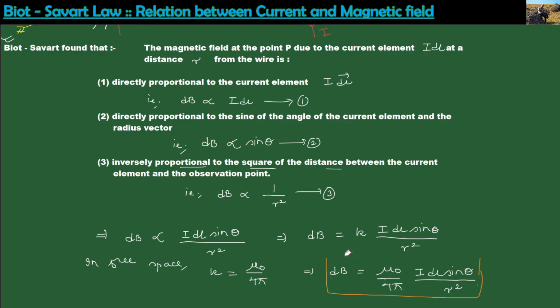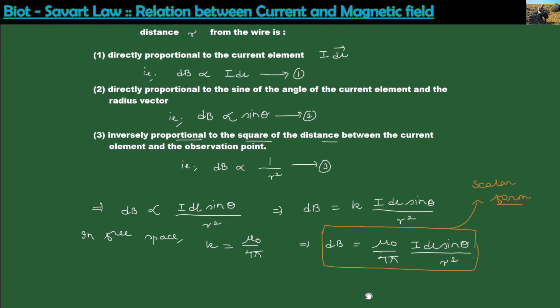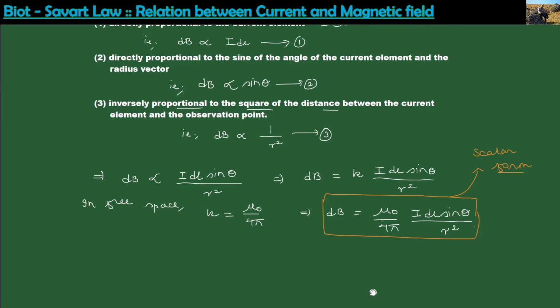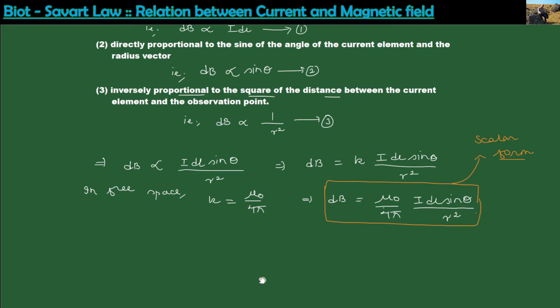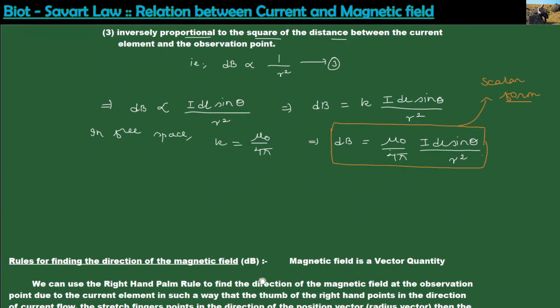This formula is what is known as Biot Savart Law. But keep in mind that this relation which I have written is Biot Savart Law in scalar form. We also have to represent this law in vector form, because the magnetic field dB due to the current element IDL is a vector quantity.